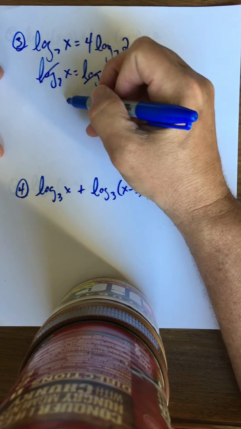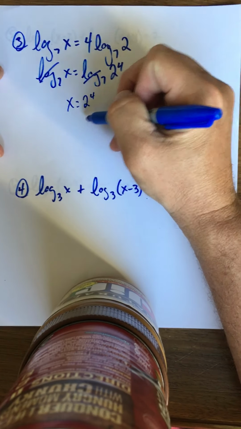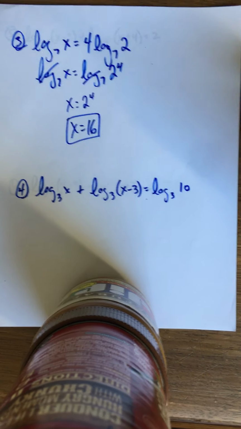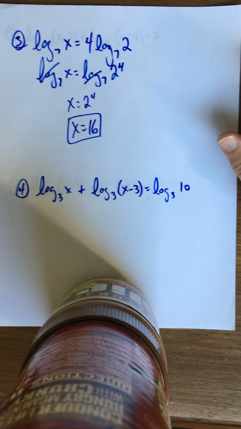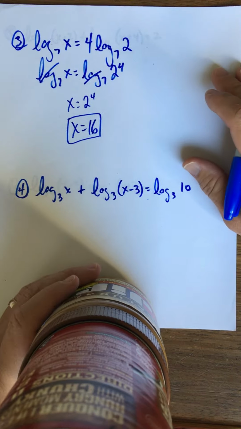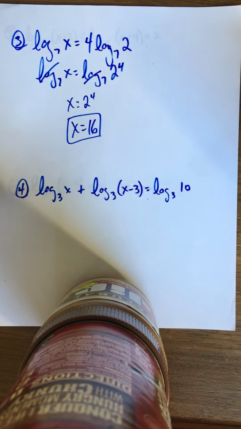Now I can drop the logarithms. It gives me x equal to 2 to the 4th. So x is equal to 16. Those are your 3 properties in action and very basic problems. You're probably not going to see problems that simple, but it's a good start showing you where those properties would come into play. So here's the next one.